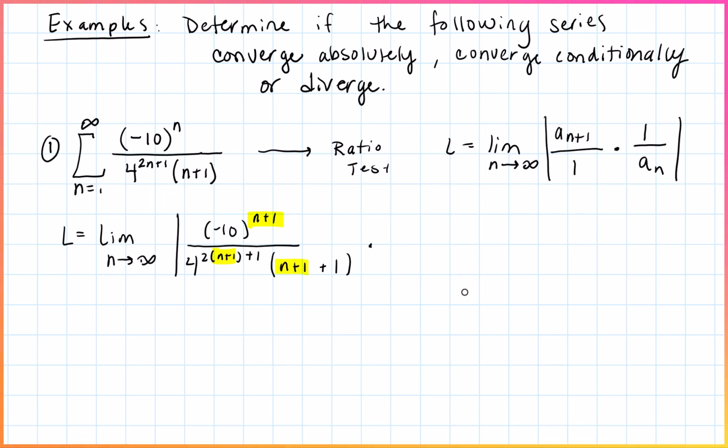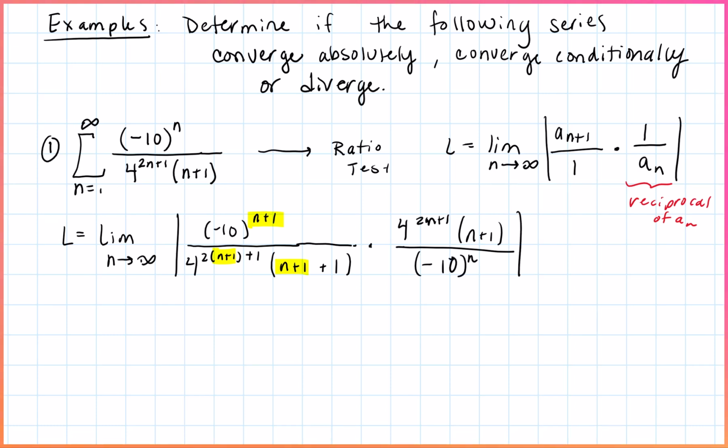All right, times 1 over, or the reciprocal. When you say 1 over, of course, this indicates the reciprocal of the a sub nth term. So the reciprocal of the a sub nth term, we just flip it, and this becomes 4 to the 2n plus 1 on the top times n plus 1, and on the bottom, negative 10 to the nth. And we're taking that in absolute value.